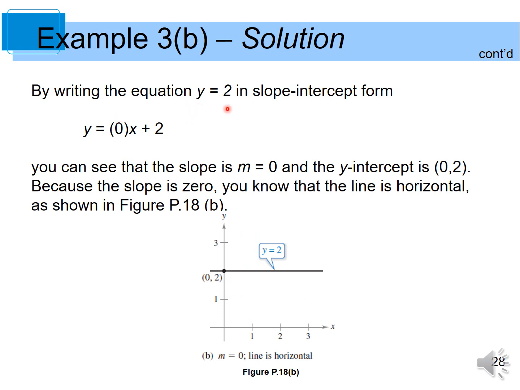So y equal to 2. Just only the 2, there's no gradient, so it's a horizontal line. Y equal to 2. Okay, 2 is b, the y-intercept. So at this point, (0, 2).